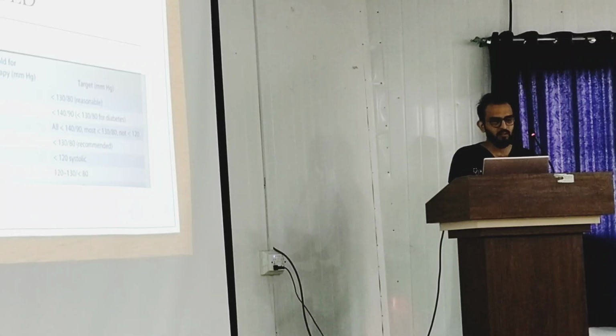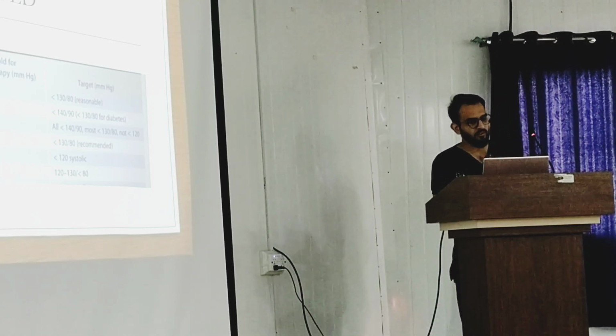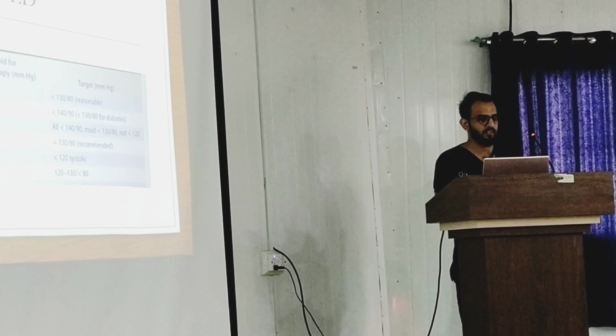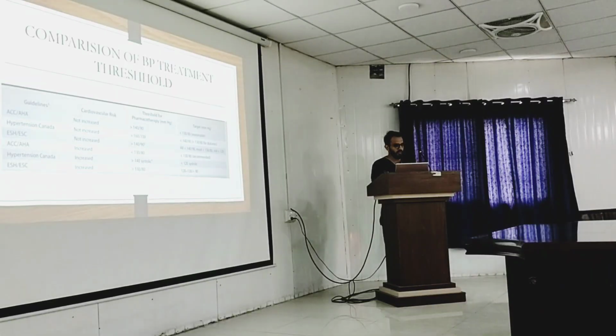For Hypertension Canada, if there is no cardiovascular risk, then the threshold for pharmacotherapy will be more than 160 by 100, and the target will be less than 140 by 90. And for the European Society of Cardiology, if there is no cardiovascular risk, then the threshold will be more than 140 by 90, and the target will be less than 140 by 90. Mostly we say less than 130 by 80. Then we will go for cardiovascular risks.